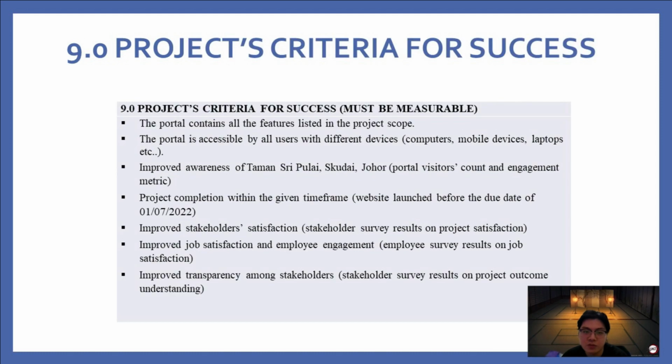So next we move on to project criteria for success. These are the list of project criteria for success that must be measurable. The first one is that the portal must contain all of the features listed in the project scope, and the portal is accessible by all users with different devices such as computers, mobile devices, laptops, and so on.